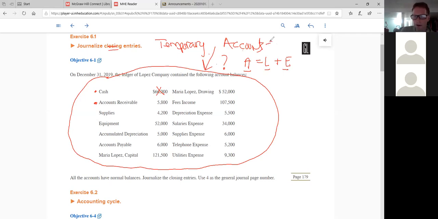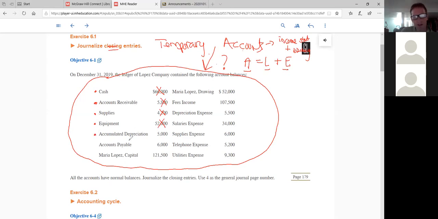And of course, to remind you again, remember the temporary accounts are any accounts that are on the income statement, which is your revenues and expenses, plus the drawing. So the way they set this problem up, if I'm just going from top to the bottom here, supplies is an asset, so that's permanent. We're not gonna close that one out. Equipment, that's an asset. That's on the balance sheet. We don't need that one.